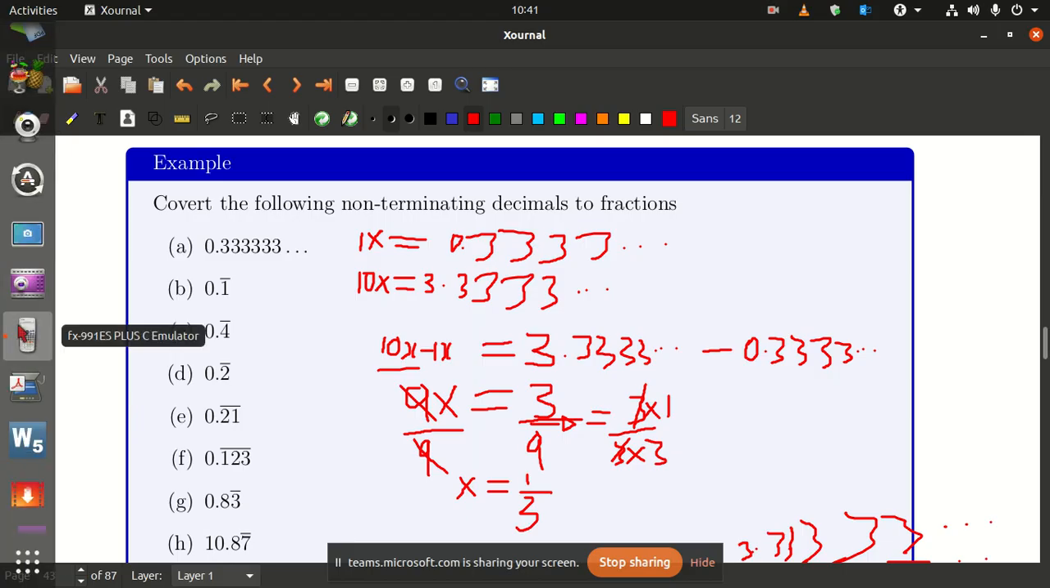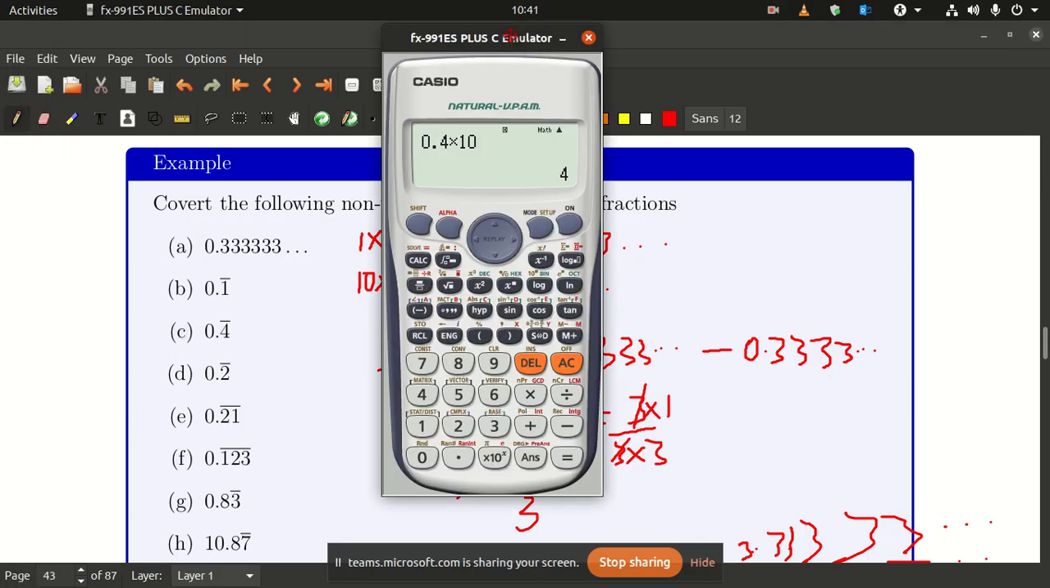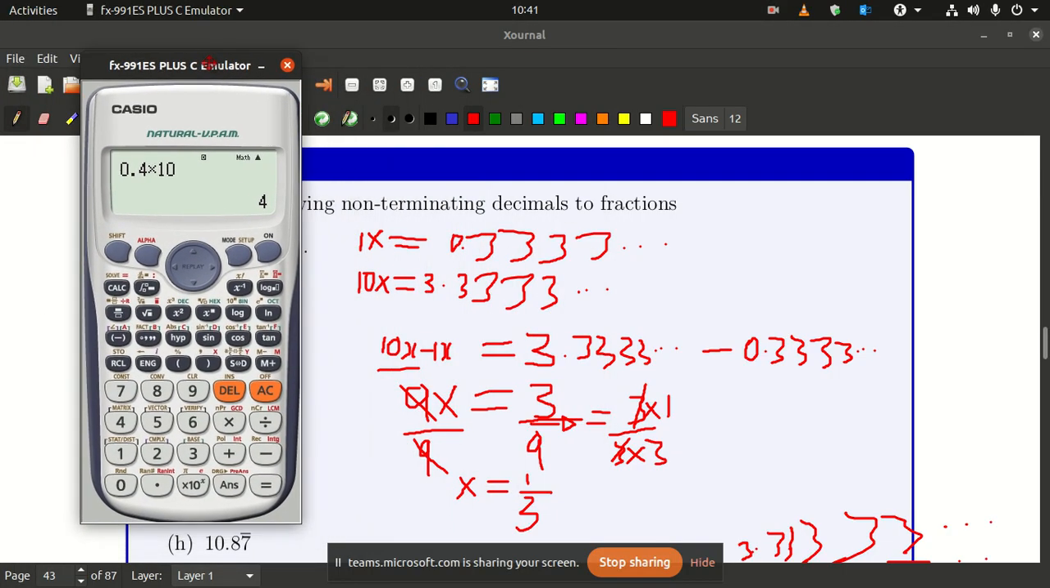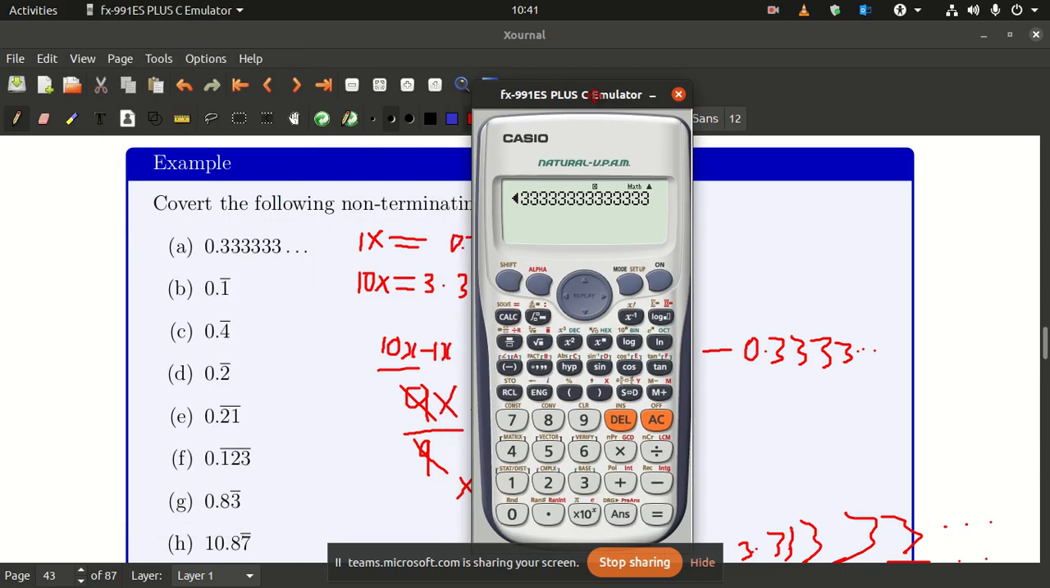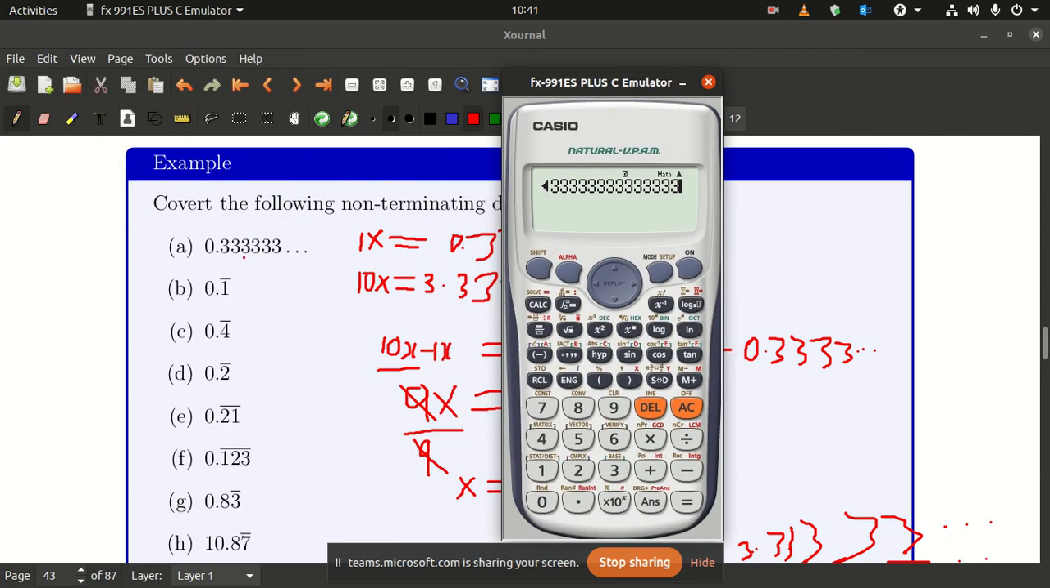Let me grab my calculator here and see if what I'm saying is the truth. If I have 0 point, and I have so many 3's such that I don't stop, I keep writing them until the end of the earth. What is actually that number there? Remember that I want to write it in fractional form.